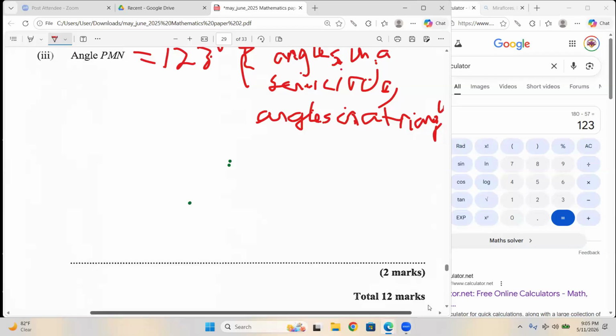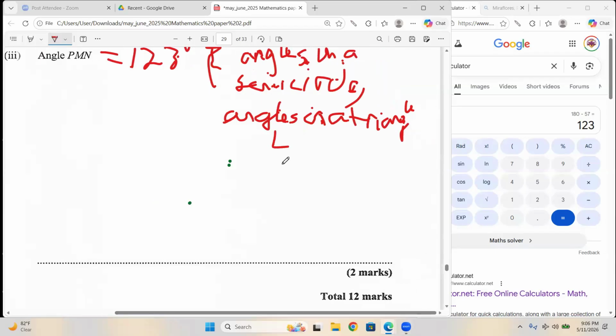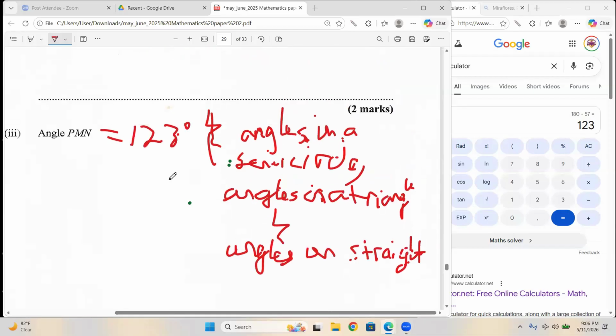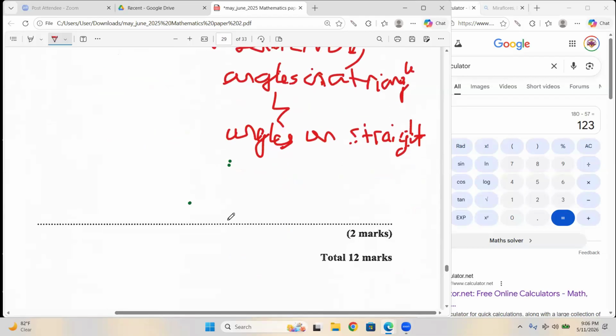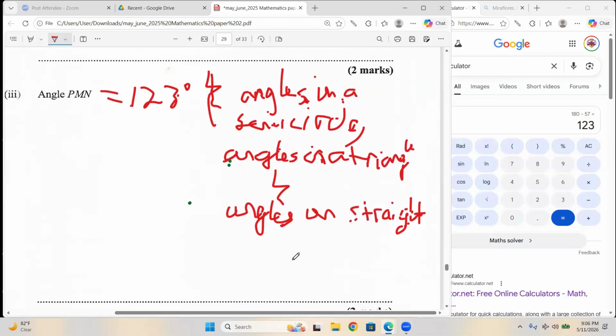Angles on a straight line. You don't have to write it like this, you can write it in your own way. Angles on a straight line is 180 degrees. You can write all that if you want, but if you're showing working, why put all of that? It already shows your working that we took one away from 180. So yes, this is the end of question 9.